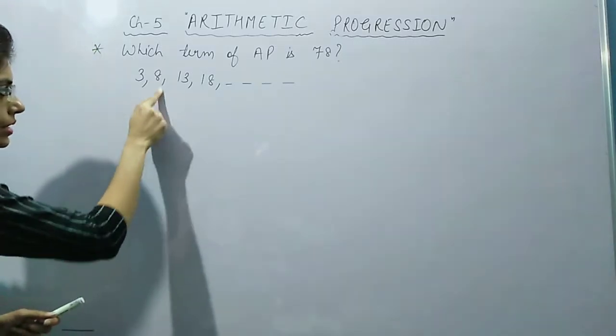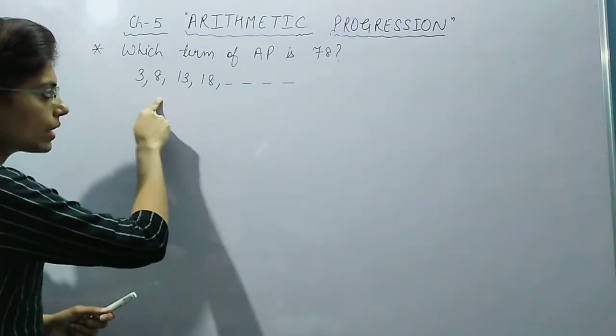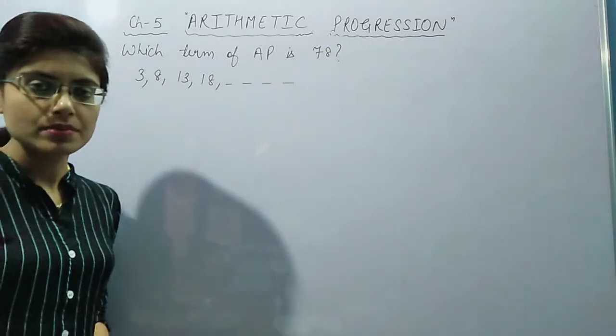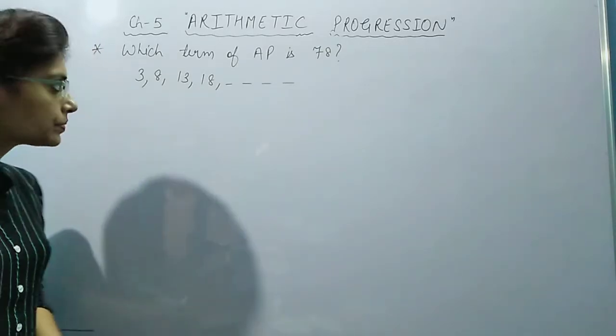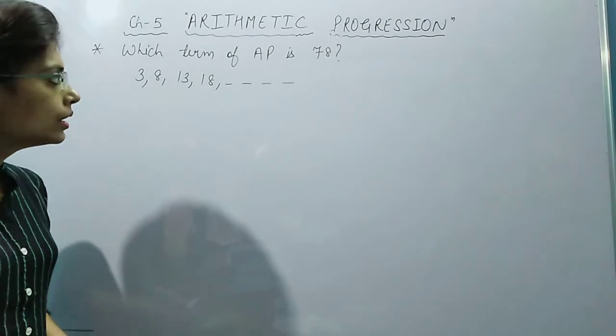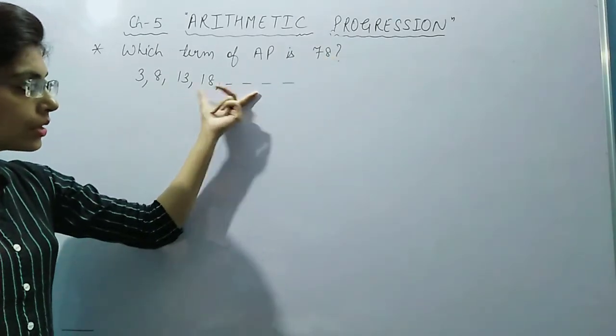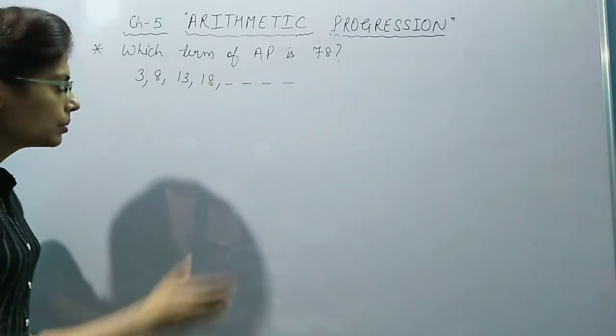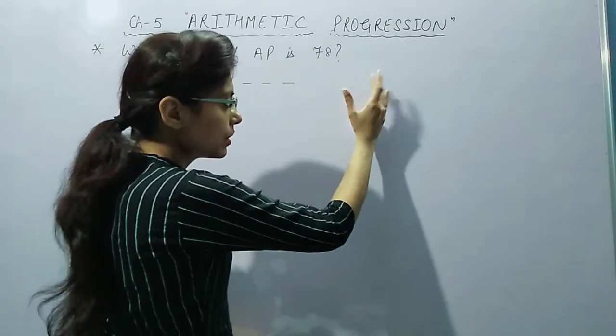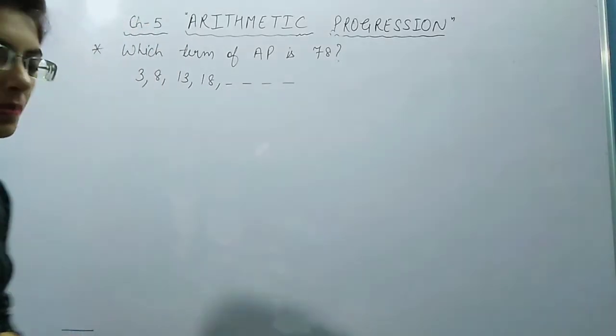Here the difference of these terms is 5, and everywhere the difference is 5. So this is an AP. Now they are asking which term of this AP will be 78. That means after writing these terms, where do we get 78?